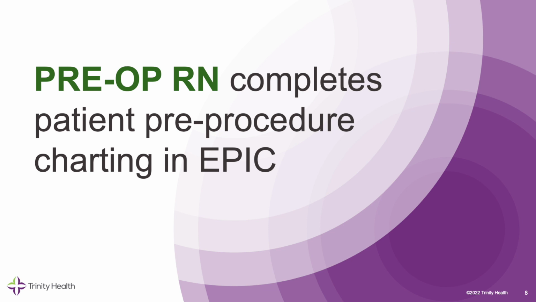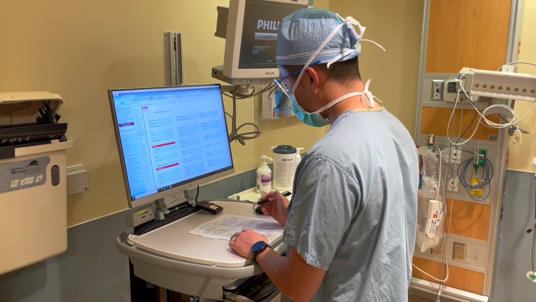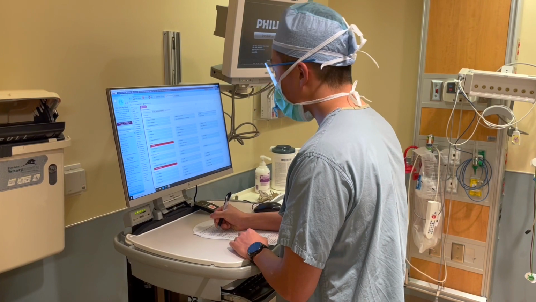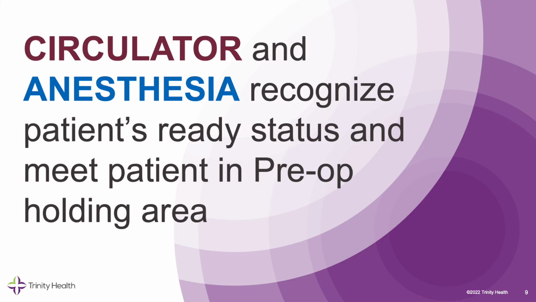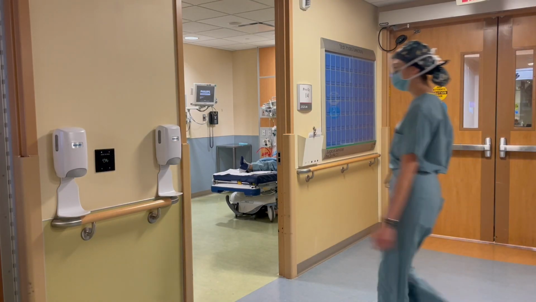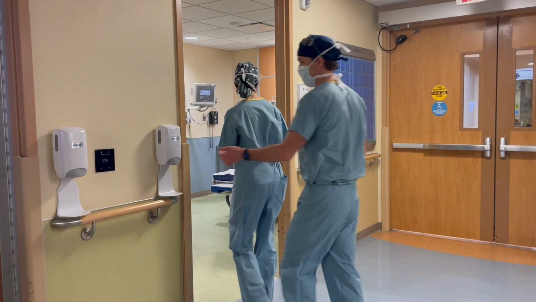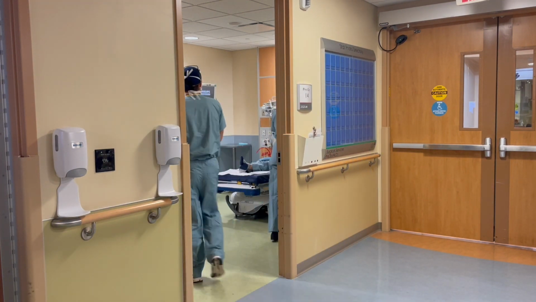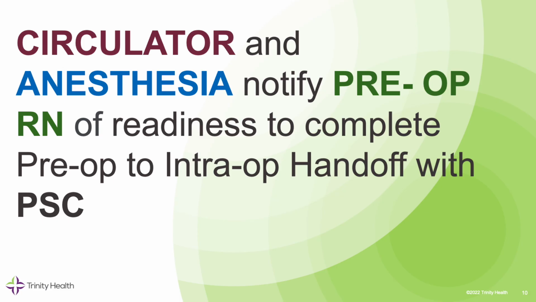Once the preoperative nurse completes the patient's pre-procedure charting in EPIC, the patient's status changes to ready. At this time, the circulator and the anesthesia team member recognize the patient's ready status and go to meet the patient in the preoperative holding area. Now at bedside, the circulator and the anesthesia team member notify the preoperative nurse of their readiness to complete the preoperative to intraoperative handoff process with the perioperative surgical checklist.